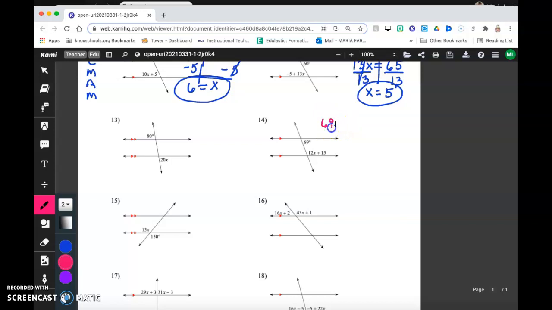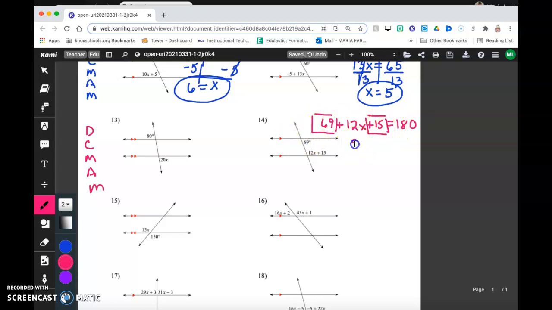So 69 plus 12x plus 15, that's the two angles added together, will equal 180 degrees because they're supplementary. Then once we have our equation set up, we're just going through those "don't call me after midnight" steps. We do not have to distribute because we don't have parentheses, but we do have to combine like terms here. See that you have a constant and another constant on the same side of that equal sign. So they have to be put together before anything else can happen.